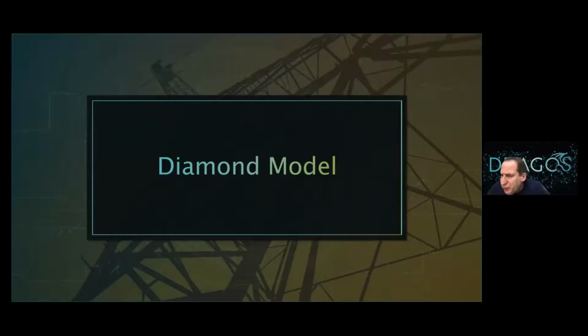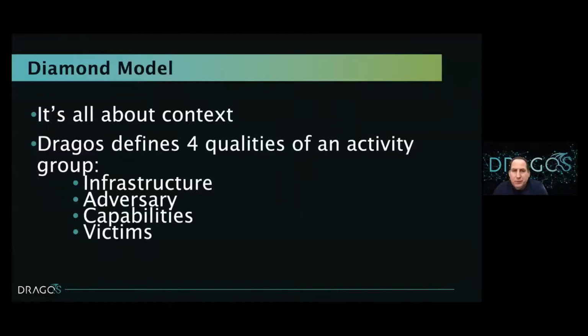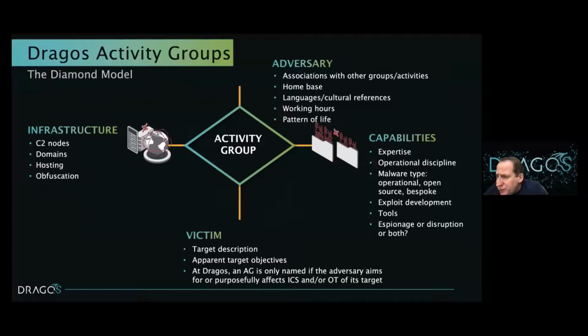From there, we look at multiple vertices in the Diamond Model, and you'll see that in a second. Actually, we'll look at it now. We have infrastructure, adversary, capabilities, and victims. And analyzing these components gives insight into an adversary's methodology and processes, which can indicate intent. It's also a nice model to look at quickly to get a sense of what you're dealing with.